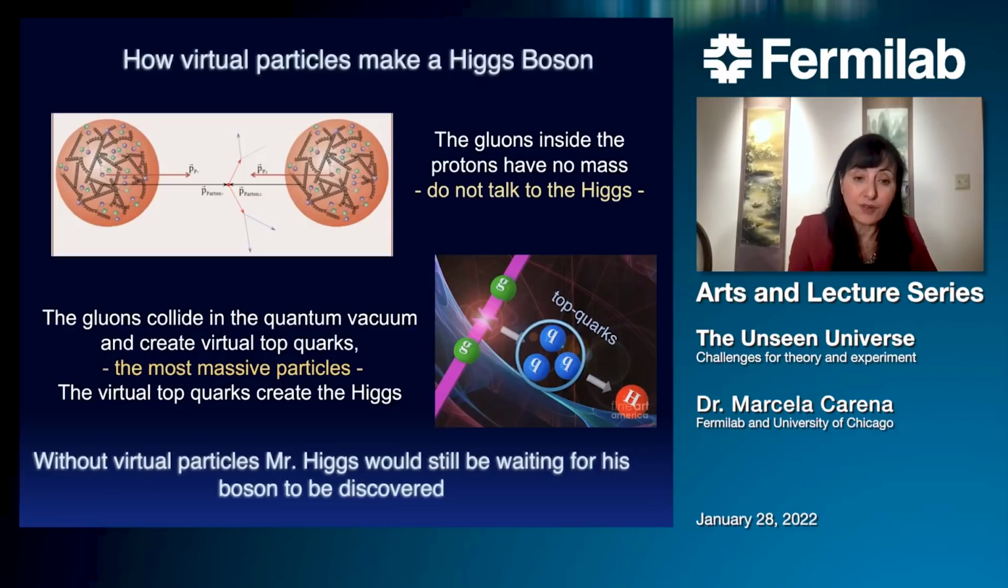But in fact, what we collide are two massless particles, these gluons in the quantum vacuum. And the gluons take advantage of the fact that they can produce, for a tiny instant, virtual top quarks. The top quarks are very heavy cousins of the up quarks. In fact, they are the heaviest known particles that are fundamental. So without this trick of virtual particles, Mr. Higgs would still be waiting for his boson to be discovered.